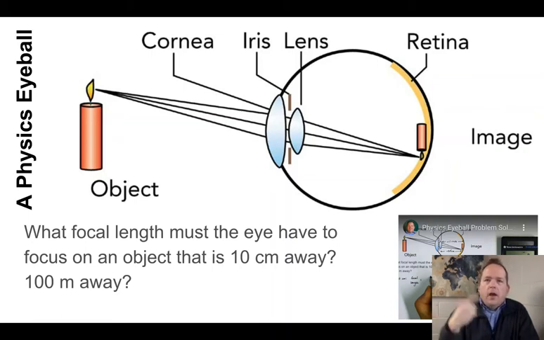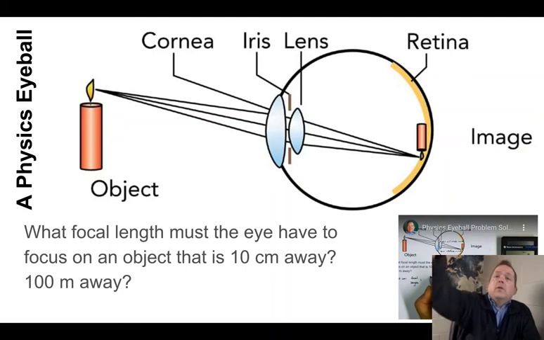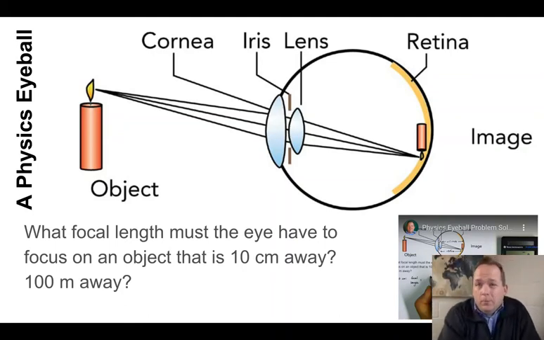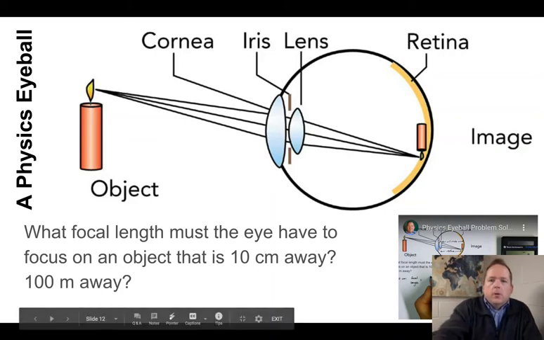And then what do I need to have the focal length of my eye be to look at something that is 100 meters away, which is impossible in this basement, but if I went outside, I could probably pull off. If you would like to solve this problem, that'd be fantastic. You use the thin lens equation that was on the previous slide. If you'd like to watch me walk through the solution of this, that's what the YouTube video is linked for.